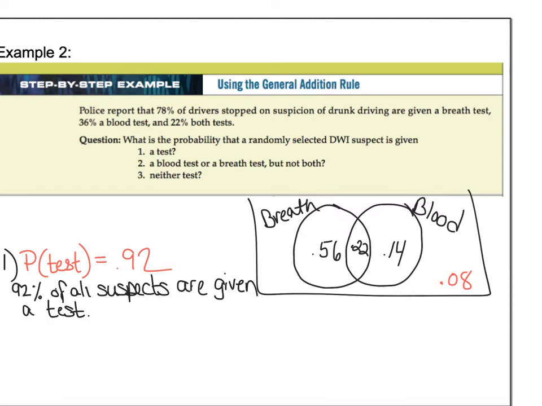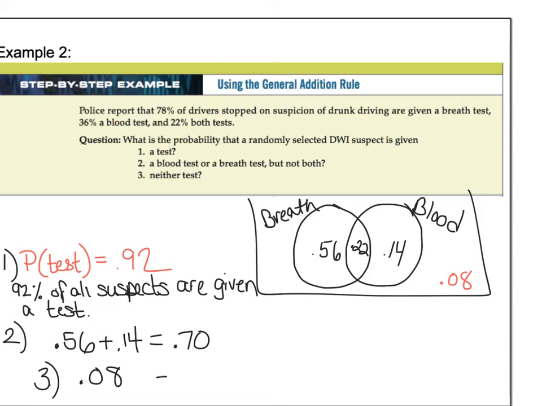Next, what is the probability of a blood test or breath test, but not both? Okay, well, that would be this area, 0.56, plus this area here. So that would be a 70% chance, and probability of neither test would be 0.08.